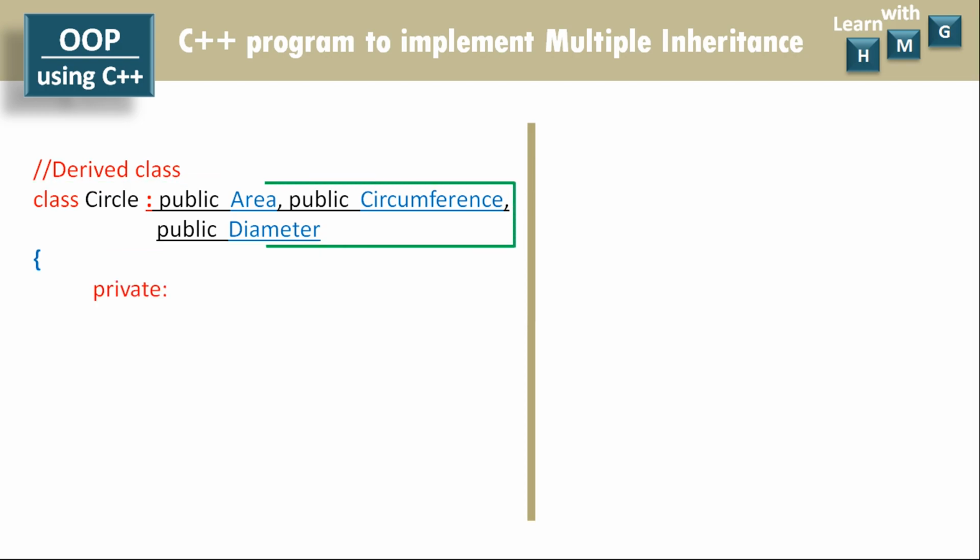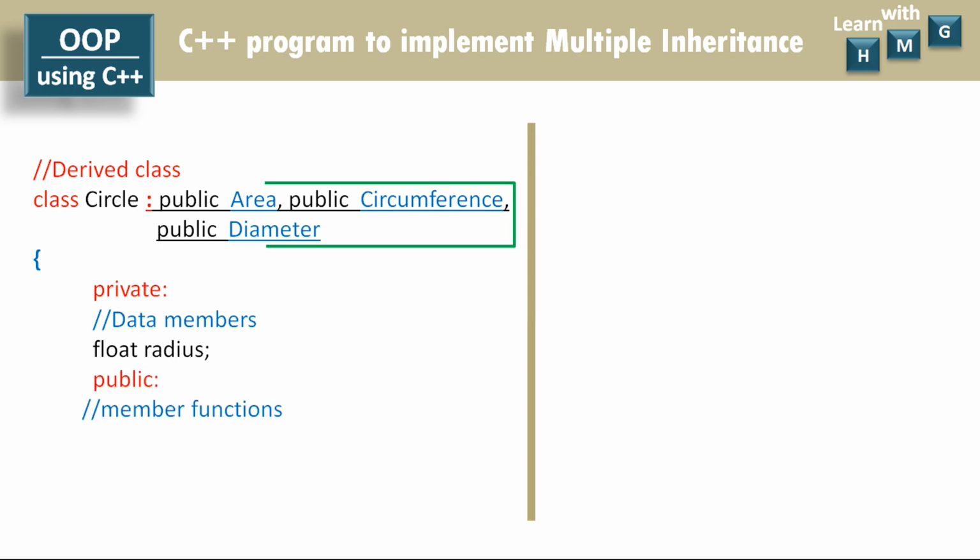So in the private section, one data member is required to declare, that is radius of float type. And in public section, let us write the declaration of member functions. The first member function is get radius, which is the void function, and second member function is the display function, which is also the void function. Let us write the complete definition of get radius and display outside the circle class.